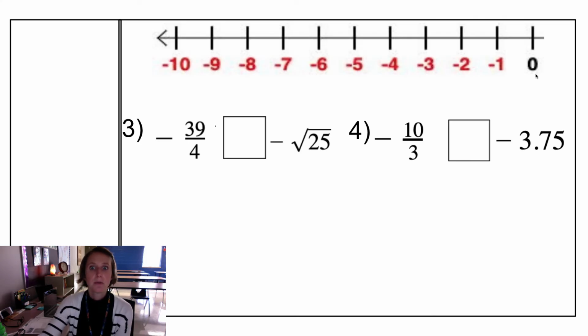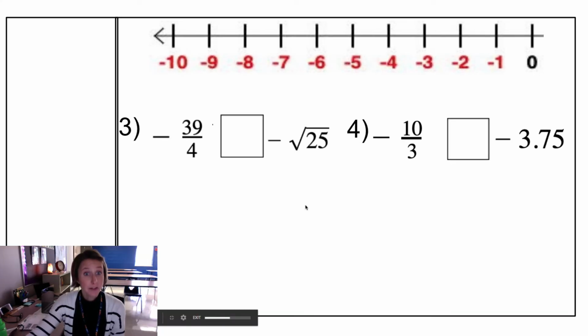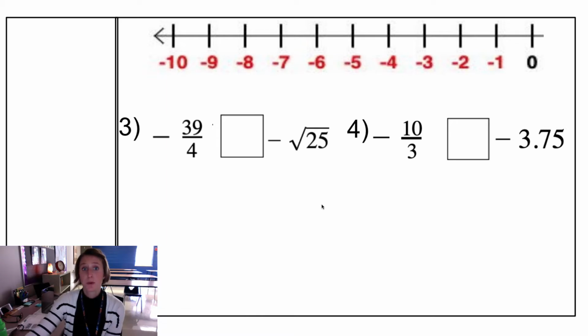So keep that in mind because now we're going to take it to that 7th grade level. Let's do example 3 and example 4. Go ahead and write these down. So we're comparing -39/4 to the -square root of 25.